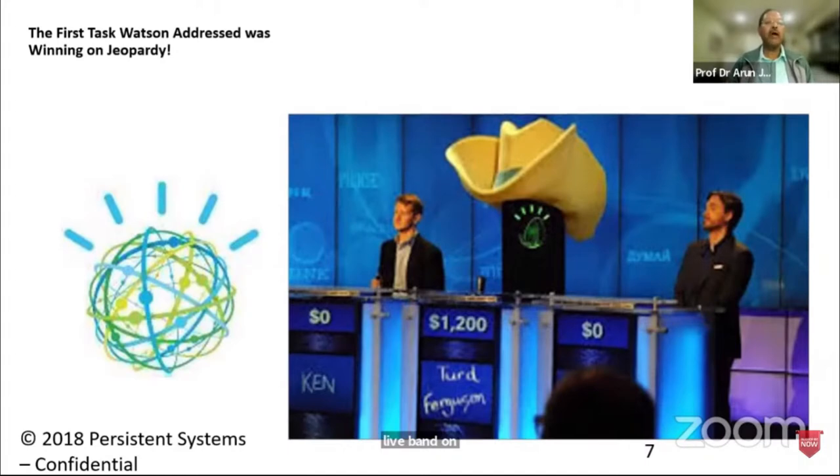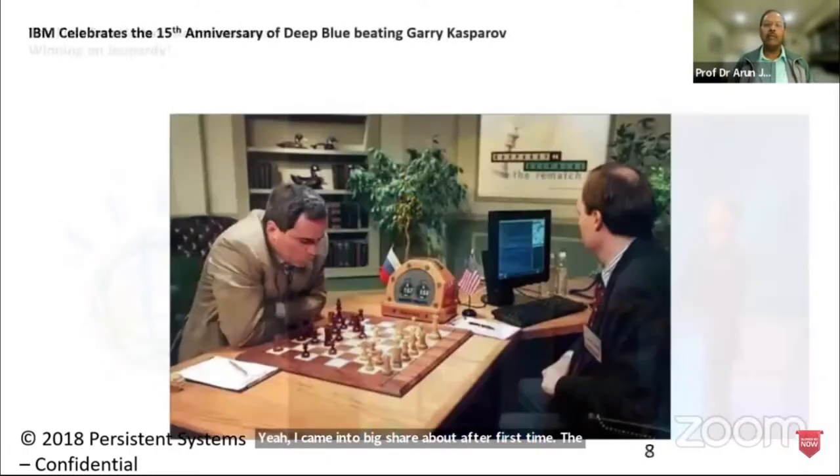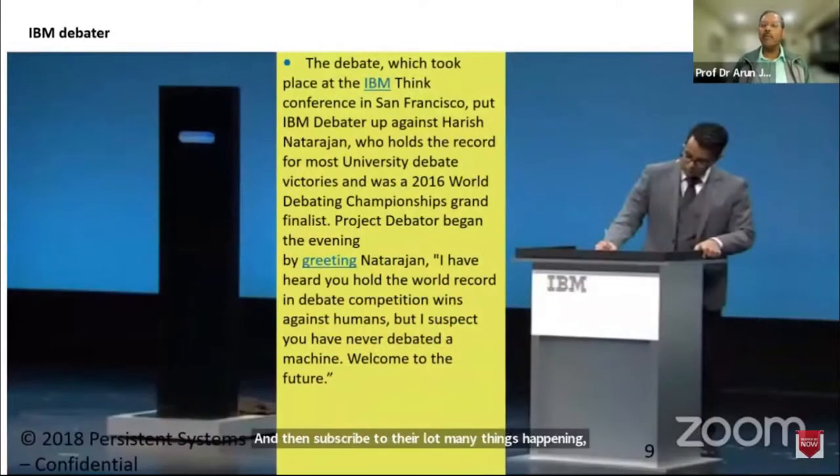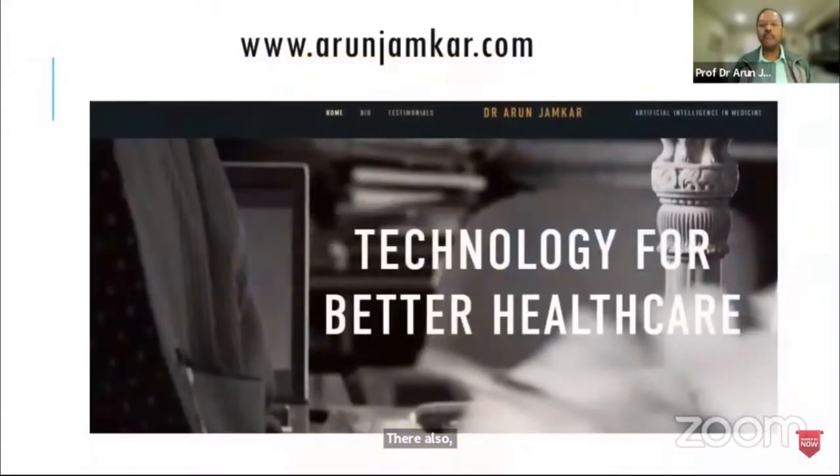AI came into the picture after IBM Watson and Deep Blue. The IBM supercomputer Deep Blue beat Garry Kasparov, the reigning chess master. Afterwards, he thought that he had not been given enough data like Deep Blue. Subsequently, a lot of things have happened. IBM Debater, also an AI system, has won. And I think there are a lot more things going on.